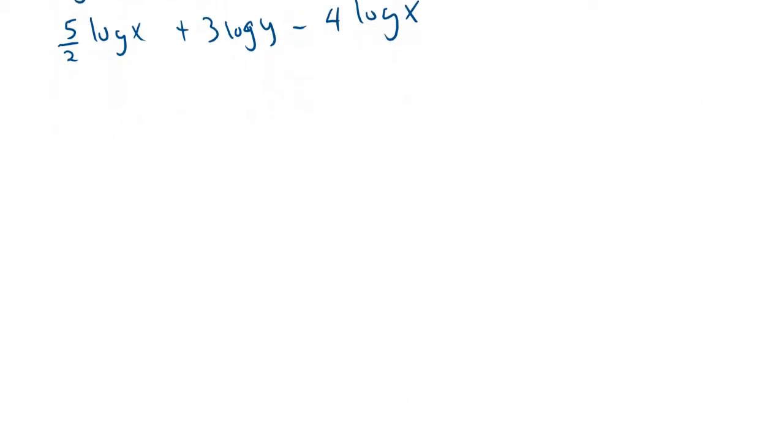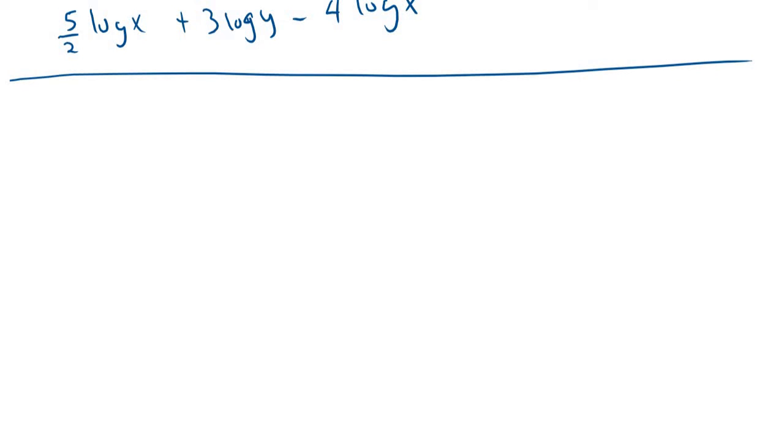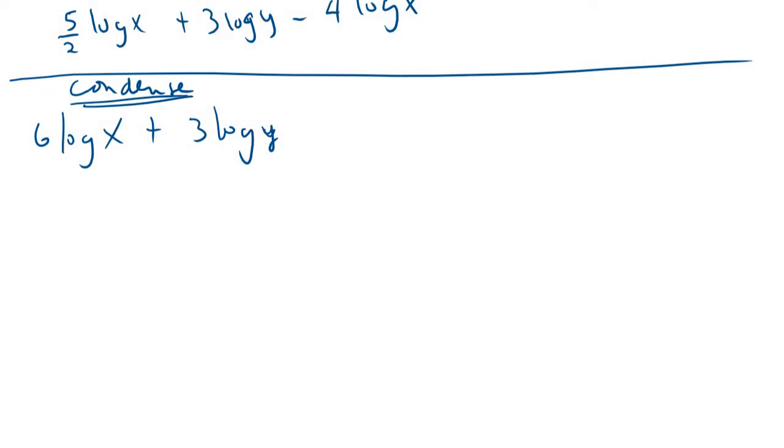Now, let's say I give you an expression to condense it. So let's say I gave you 6 log x plus 3 log y, and I ask you to condense this. What you're trying to do is to get only one log. You can see it's a sum, so you need to have only one log in which you're going to have something multiplied by something.